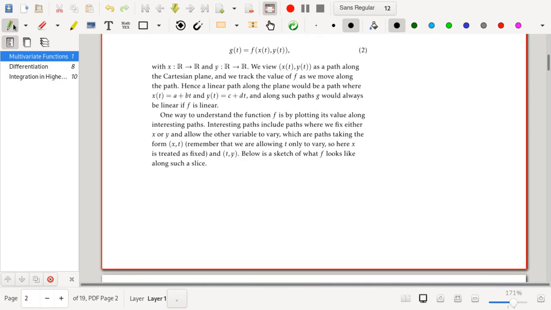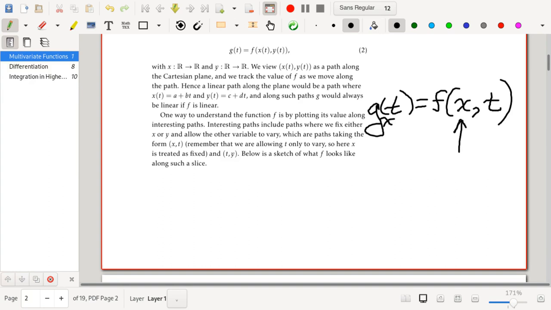So interesting paths could include paths where we fix either x or y. That would correspond to maybe g of t. We'll call this g_x of t, equal to f of x and t. And this would be a path where x is treated as fixed or constant, and t is what's varying. So in that case, when we're moving along this path, we have fixed an x value, and we're just moving up and down parallel to the y-axis. Okay, this would be one interesting path.